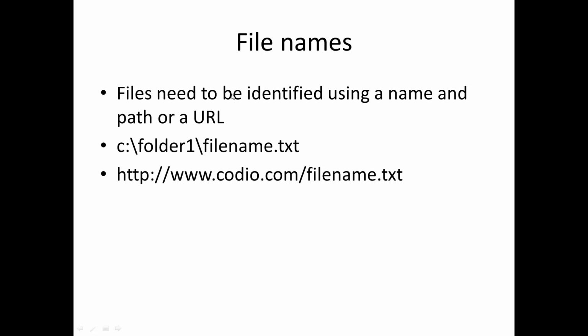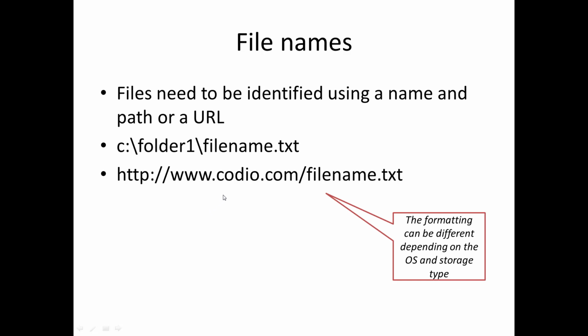Files need to be identified using a name. If your file is in the same directory as your Python code, you don't need a path. Otherwise, you do need a path or a URL to tell your Python program where the file is located. So here's a path here using a Windows directory structure to a file named filename.txt. Here is where this text file is residing on a server, and we're giving it a URL to identify where it's located.